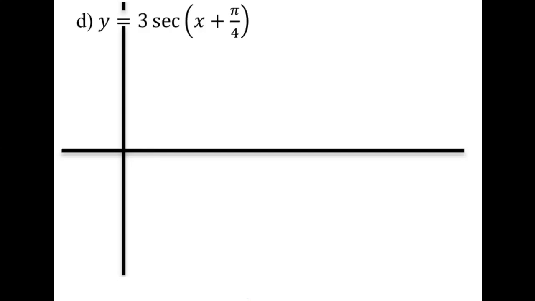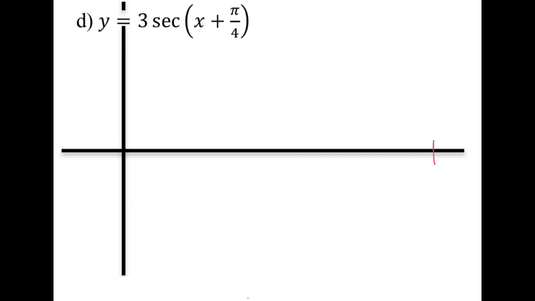Alright, last problem on the learning guide. Okay, so what do we know? We know it's a secant function, which has a period of 2 pi, and there's nothing in front of the x, so my period is still 2 pi.